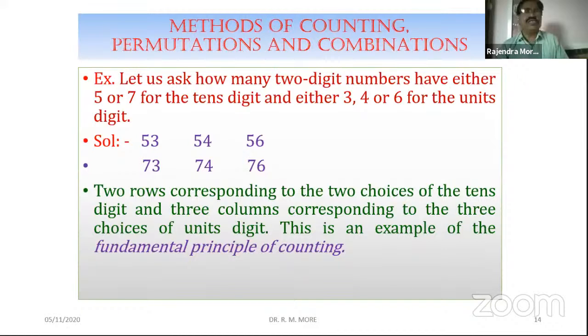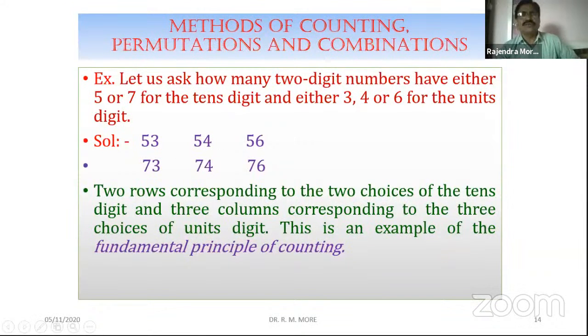Then 09 is not a two-digit number. So in the unit position there are either 3, 4 or 6, and in the tens position 5 or 7. If we start counting, then 53, 54, 56, that is tens 5 and units 3, 4, 6, and 73, 74, 76, that is tens 7 and units 3, 4, 6. So these numbers we will select.